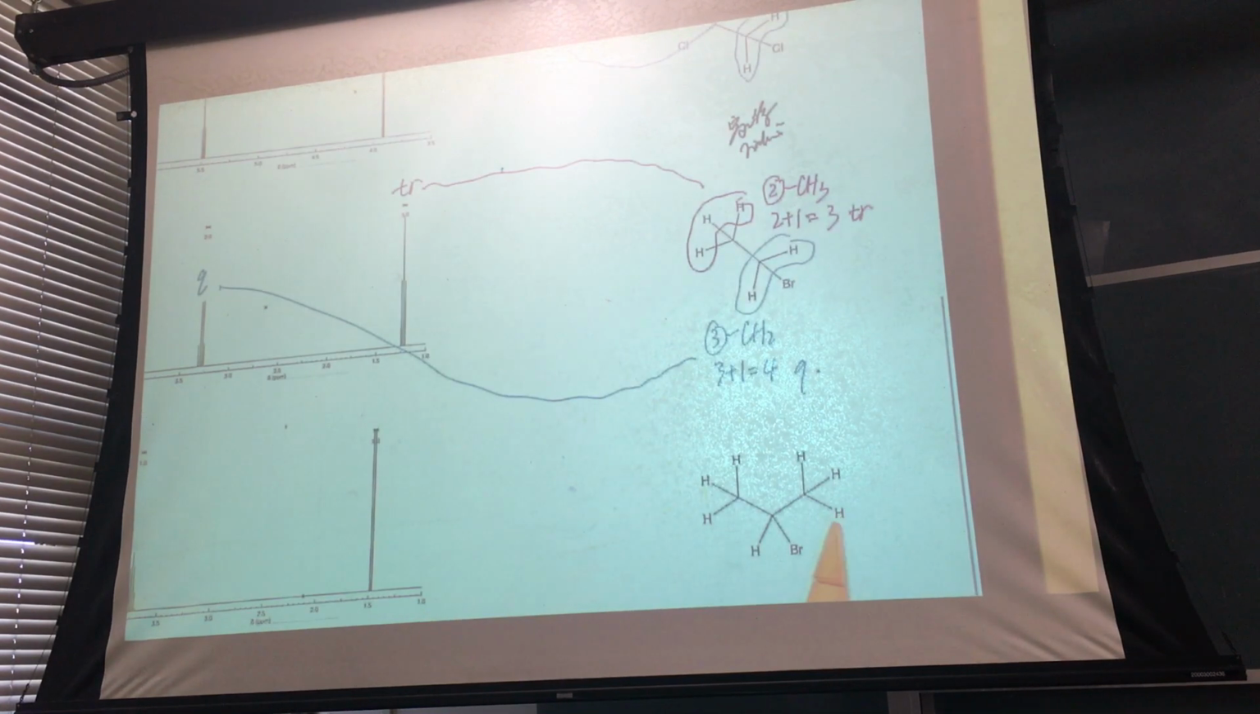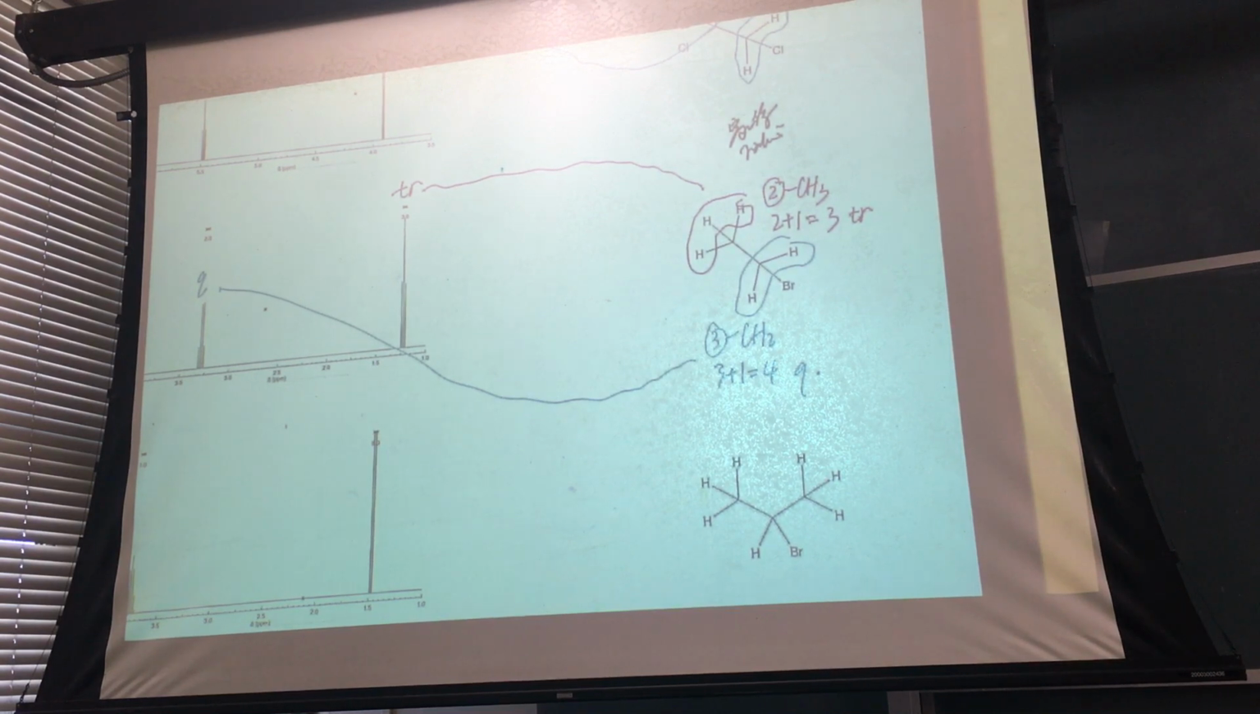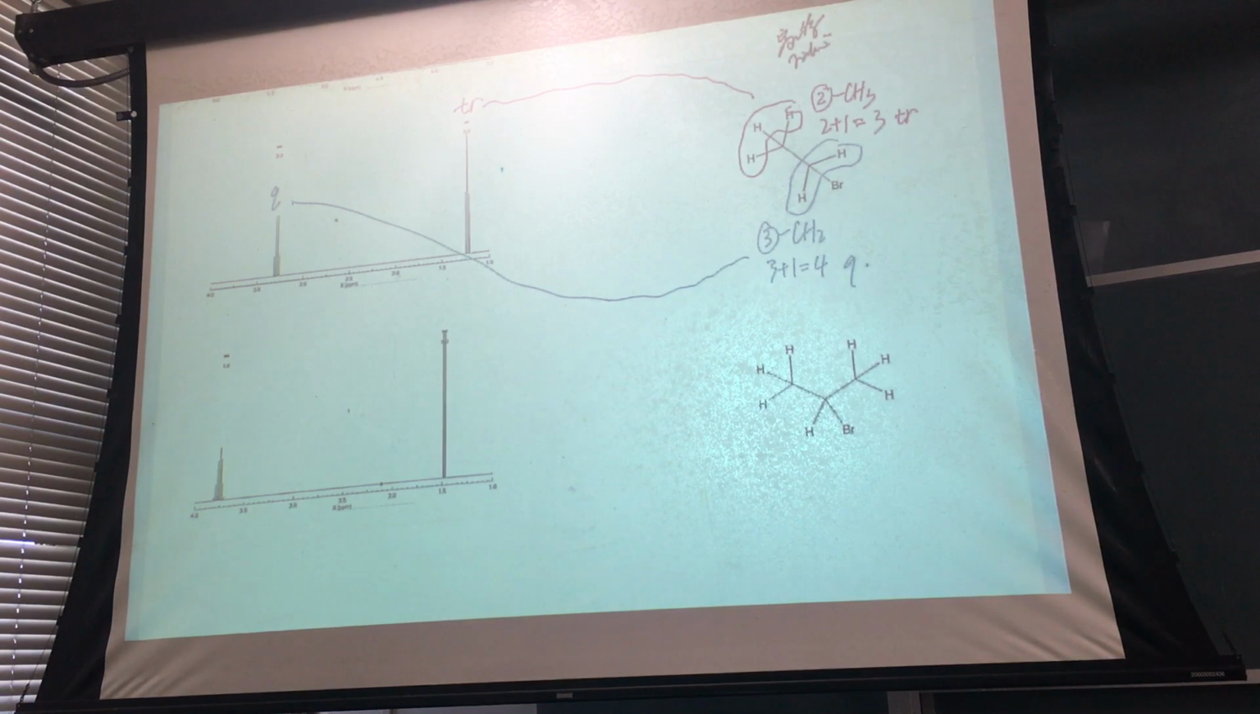Okay, by looking at this example, can you figure out the last one on your own? This one, why does it have 3 neighbors? Because this is carbon number 1, this is carbon number 2, so that's your neighbor carbon, and on your neighbor carbon you have 3 hydrogens. That's what I mean by neighbors.